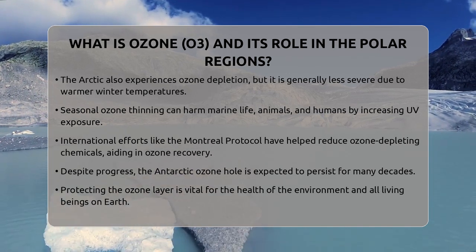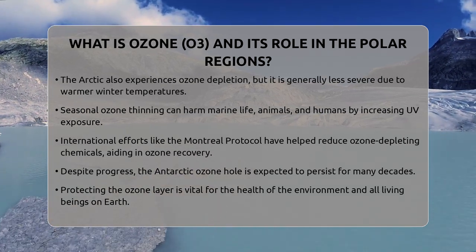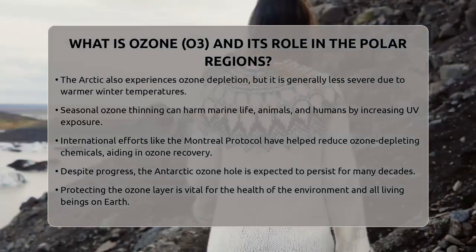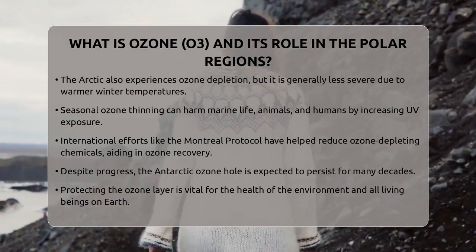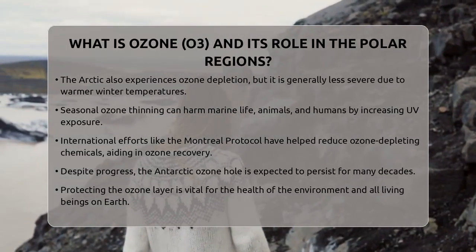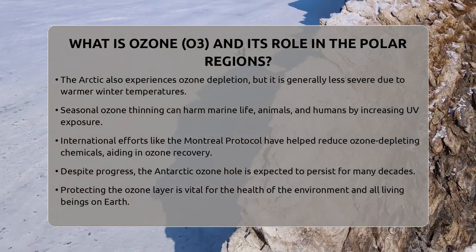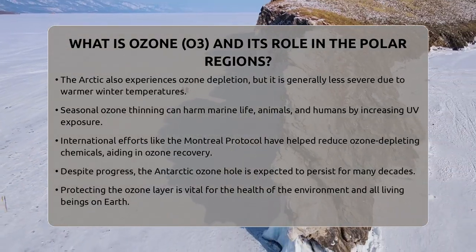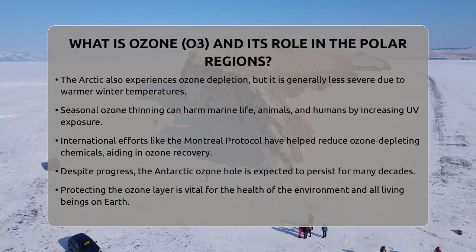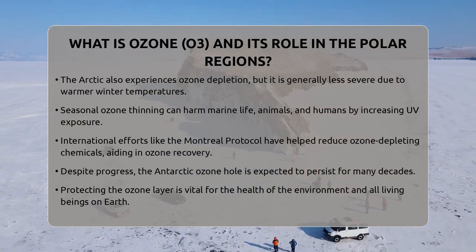Increased ultraviolet radiation can harm marine life like phytoplankton, which form the base of ocean food chains. It can also affect animals and humans living in these regions. Efforts like the Montreal Protocol, an international treaty, have helped reduce the use of ozone-depleting chemicals. As a result, the ozone layer is slowly recovering, but the Antarctic ozone hole is expected to last for many more decades.